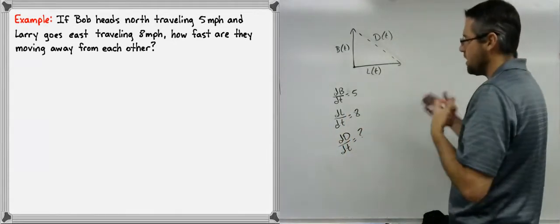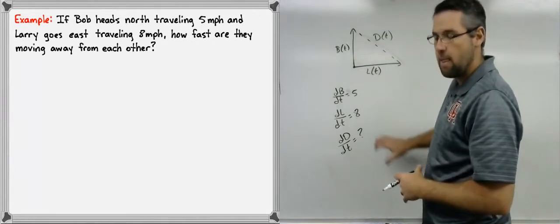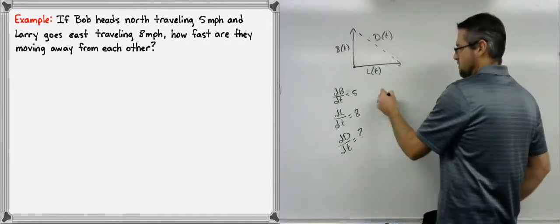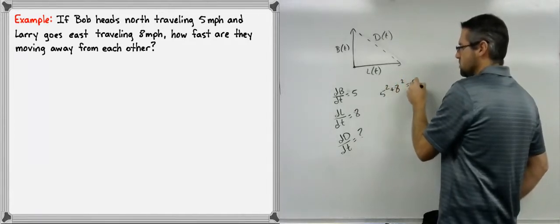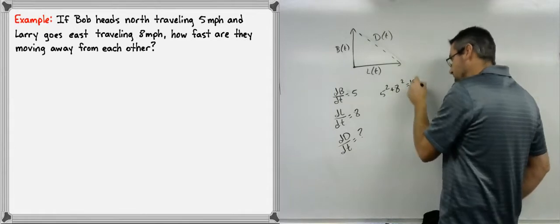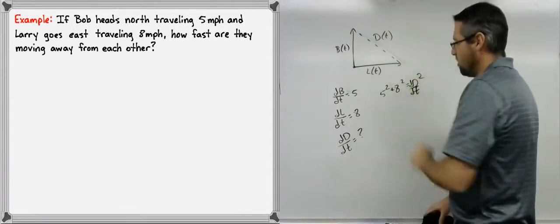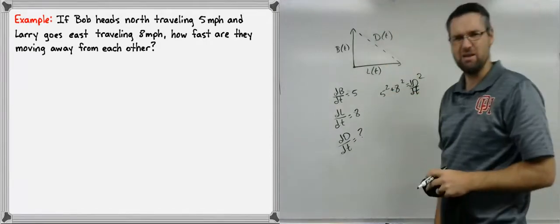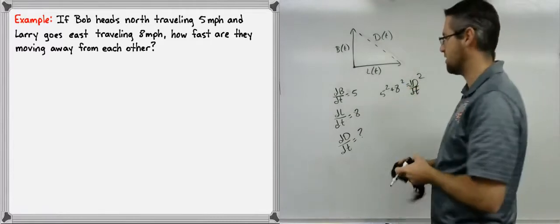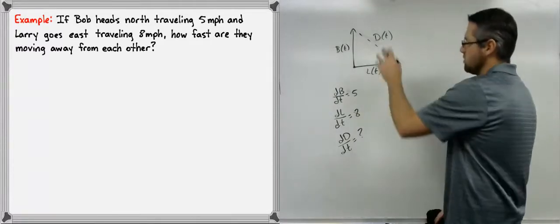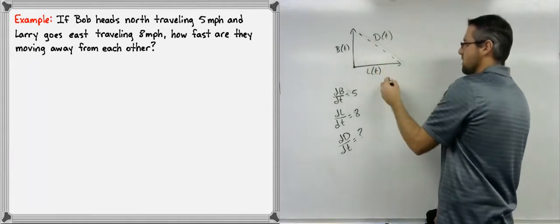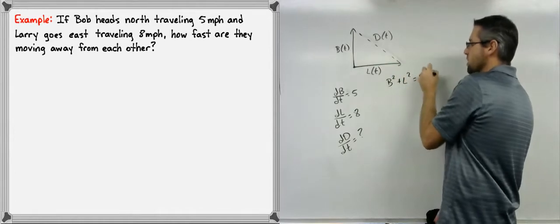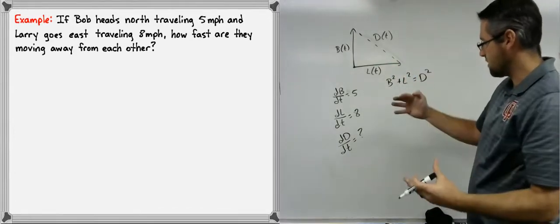So now we need to create an equation that has all of these things in it. But don't be so quick to assume that, well, then you just say 5 squared plus 8 squared equals dd dt squared. No, that doesn't work, because this is dealing with rates. We don't have a Pythagorean theorem for rates. We have a Pythagorean theorem for length. So we first have to start off with a relationship dealing with length. So we would say b squared plus l squared equals d squared. That's obvious. This is the lengths, right?